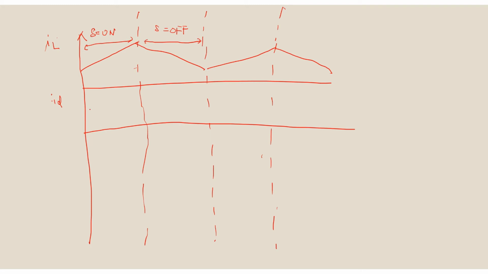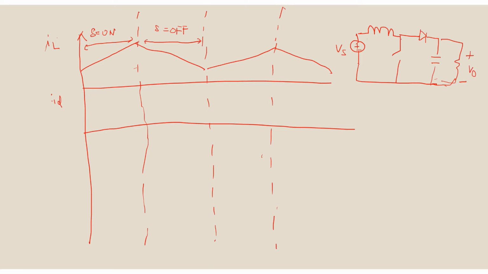Alright, so ID. If you remember the circuit, we have the Vs, and then we have the inductor, and we have the switch. Then we have the diode, then we have a capacitor, and then we have the load. The load is plus minus the out.